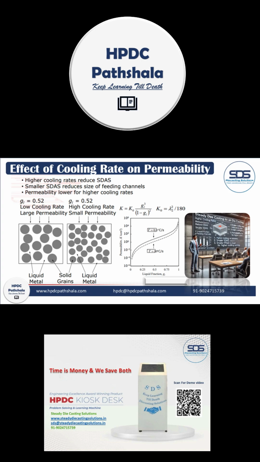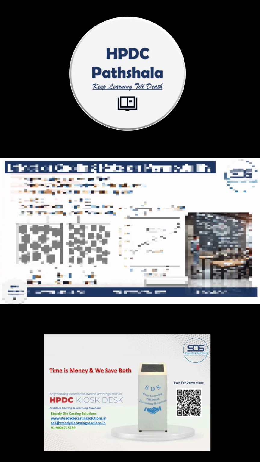This indicates that controlling the cooling rate is essential for managing the permeability and thus the porosity in the casting. By optimizing the cooling rate, we can control the size and distribution of the porosity, leading to higher quality castings with fewer defects.